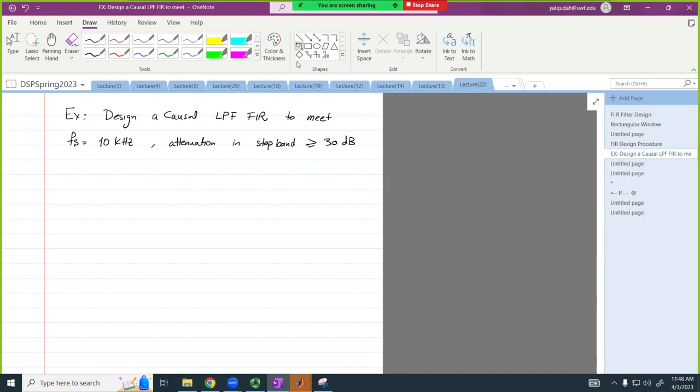The filter that we want looks something like this. This frequency is 2 pi multiplied by 1,000. The stop frequency is 2 pi multiplied by 2,000. And we want the attenuation here to be at 30 dB.